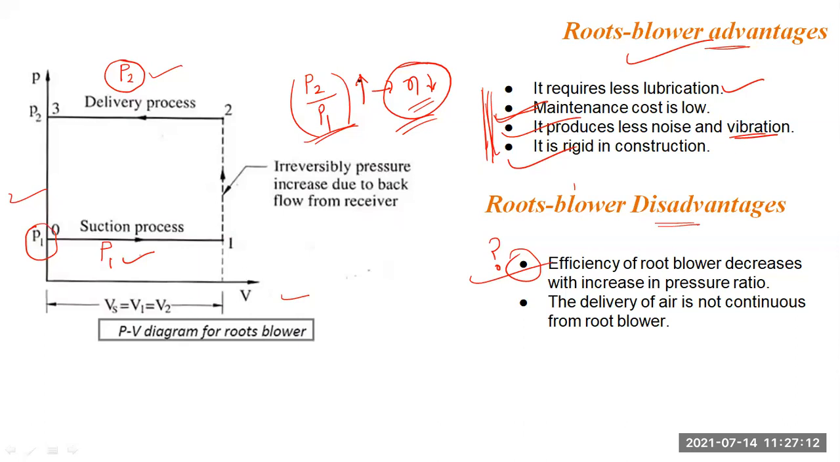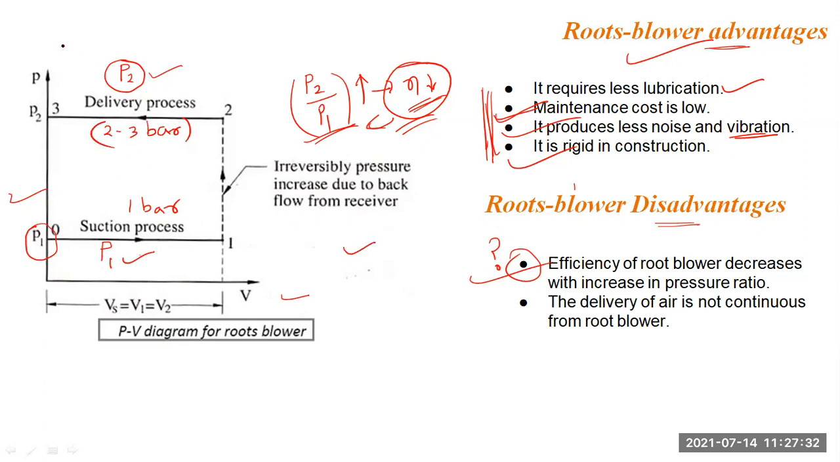If we increase the pressure ratio, then the efficiency of the root blower will decrease. This indicates we cannot achieve much higher pressure. Suppose the inlet pressure is 1 bar, then the outlet pressure should be a maximum of 2 to 3 bar. Then only we will get a good efficiency.